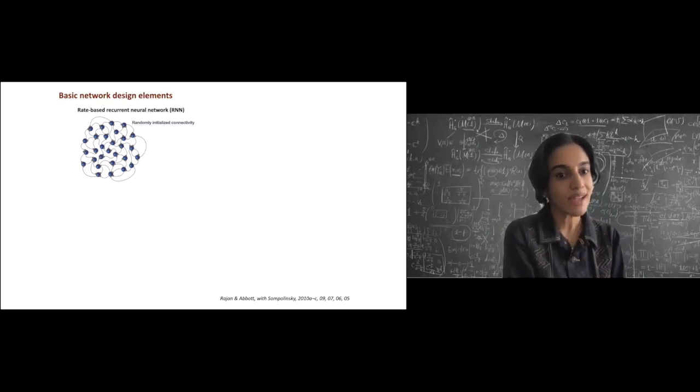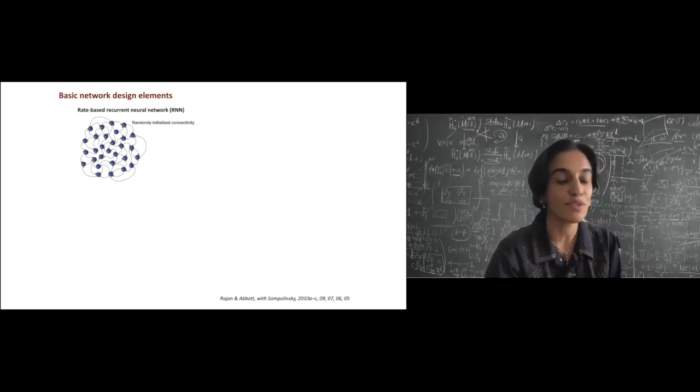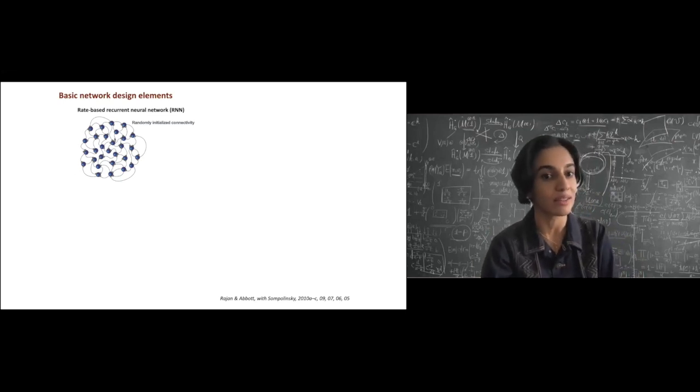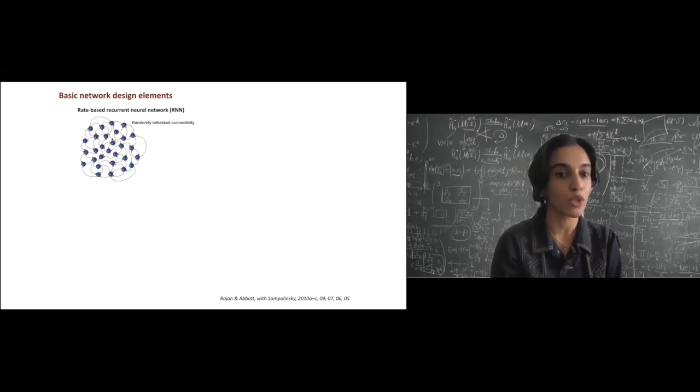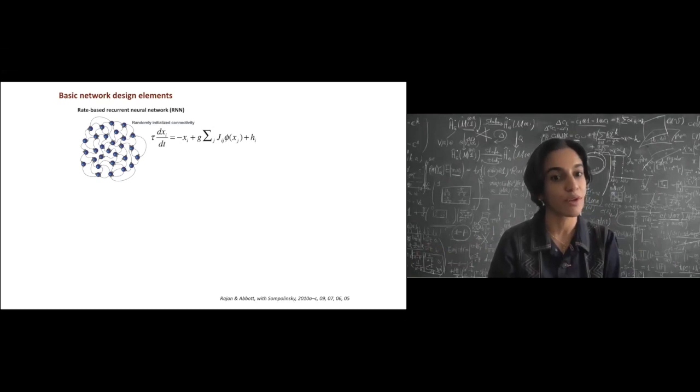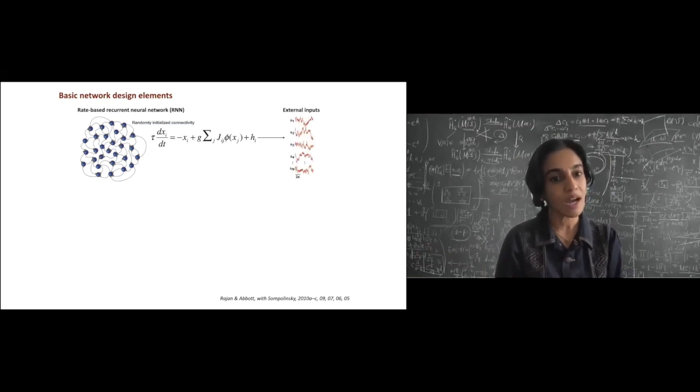So the way that we design these networks is you can get to know everything you need to know about these models if you knew the firing rate of everyone in the network, and if you knew the weight with which they connected to everyone else, right? They follow a first order differential equation with a certain time constant. And there's a few key elements to keep.